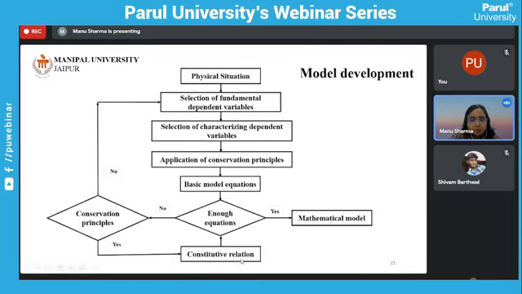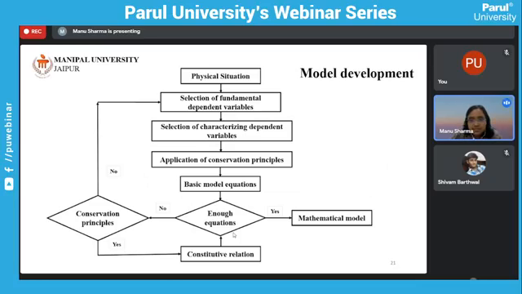Simple steps that we had followed are understanding the process, physical situation, what are the variables that we need to consider, identify those variables, whether they are fundamental or characterizing, then apply the conservation principles and develop the basic model equations, go for the degree of freedom analysis, check whether we have enough number of variables and enough number of equations. If not, use the constitutive relations, make the degree of freedom 0, and then simulate that mathematical model. Right? So these are the basic steps.